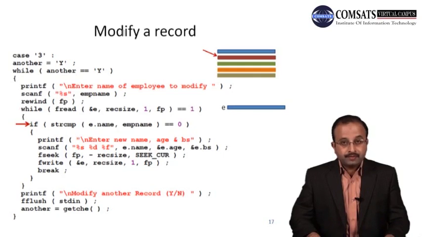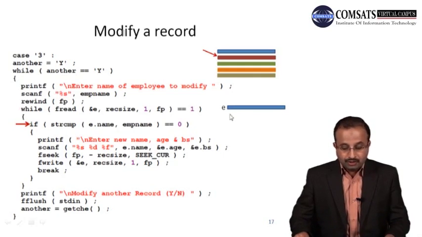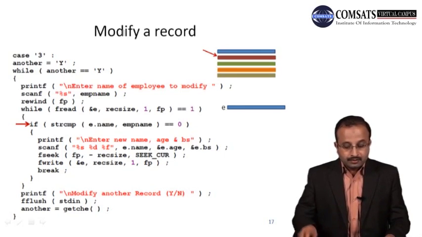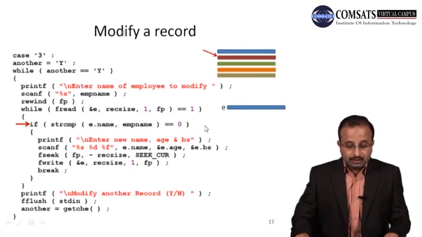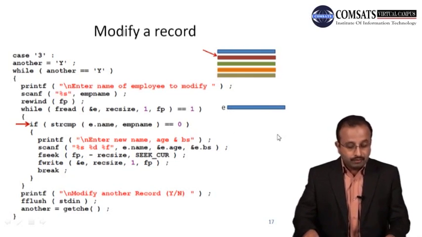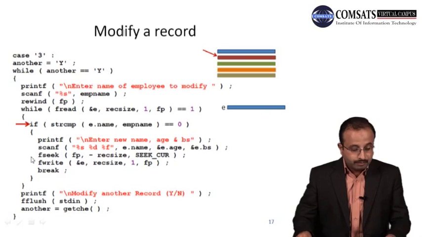If string compare, we have a string compare function. Now we are checking the name of this record. E dot name, is this name equal to emp name, whatever name the user input? If it is equal, it comes inside. If it is not, let's say this is not equal. So E's name field is not equal to emp name, we assume this thing, let's say it's not equal, then it won't come inside here in the if block.